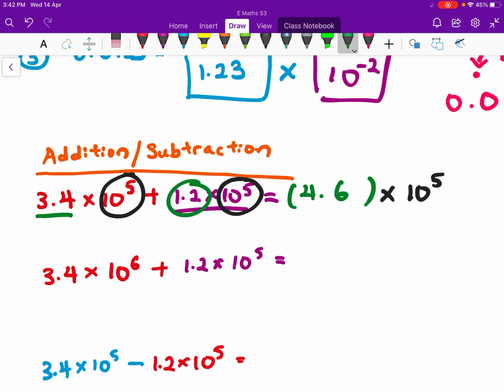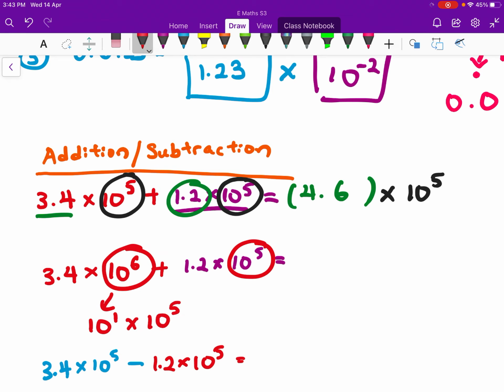Okay, what if you do not have the same standard form? In this example, it is 10 to the power 6 here, but here is 10 to the power 5. So you can see that the standard form is different. Whenever we do addition or subtraction, it's very important that we make the power of 10 the same. Let's deal with the first one, 10 to the power 6. How do I make this 10 to the power 6 in terms of 10 to the power 5? This is back to indices already. So 10 to the power 1 times 10 to the power 5 will give me 10 to the power 6.